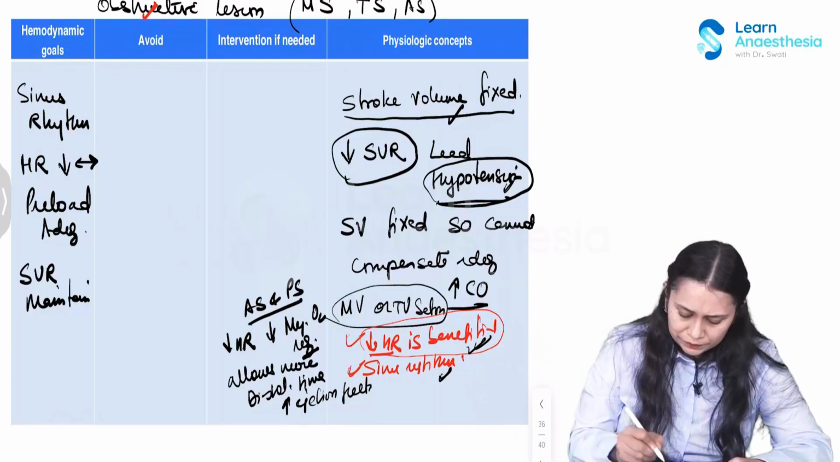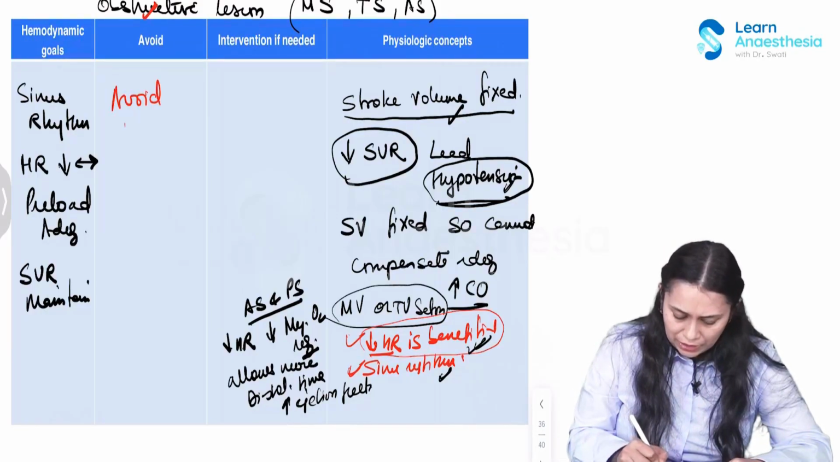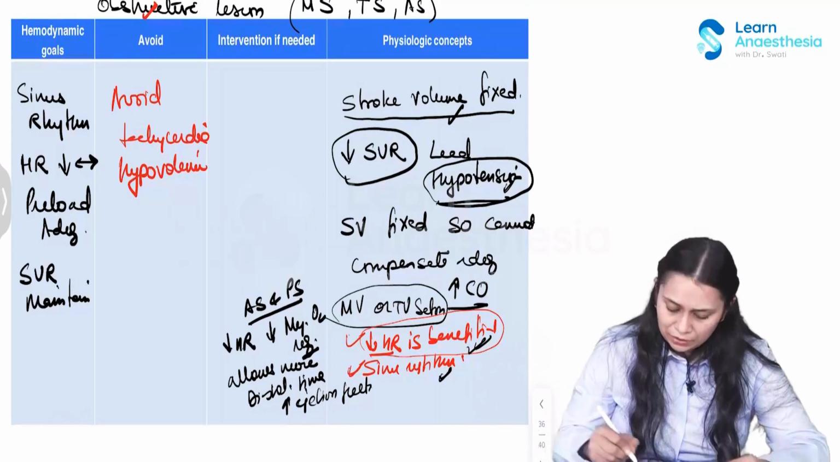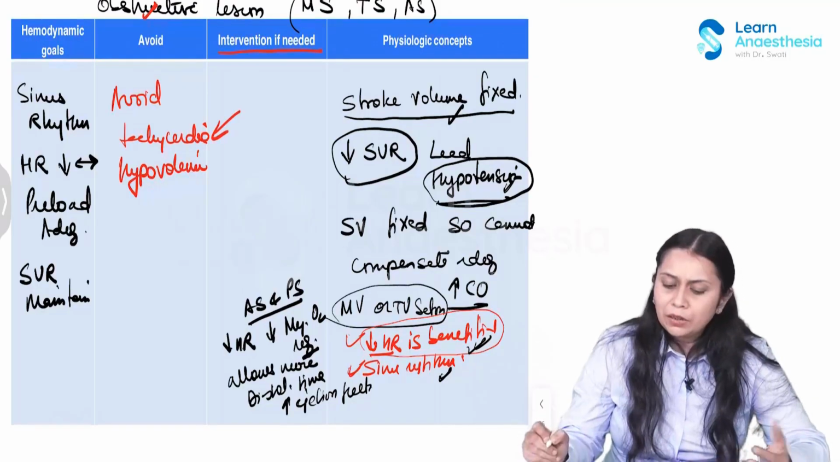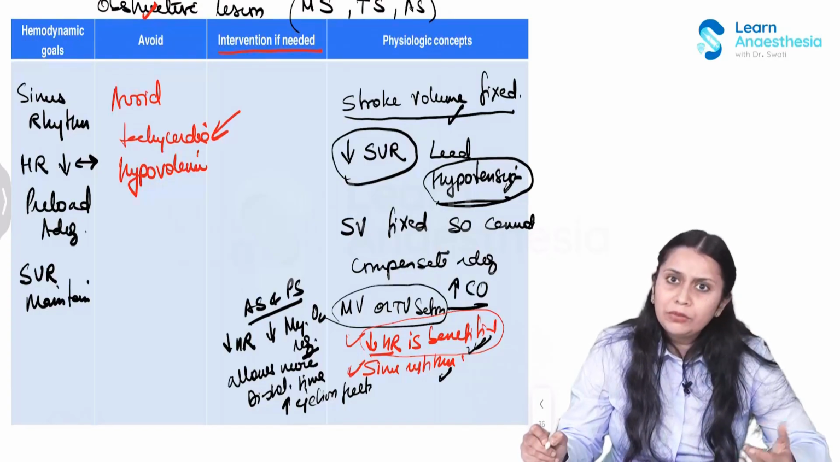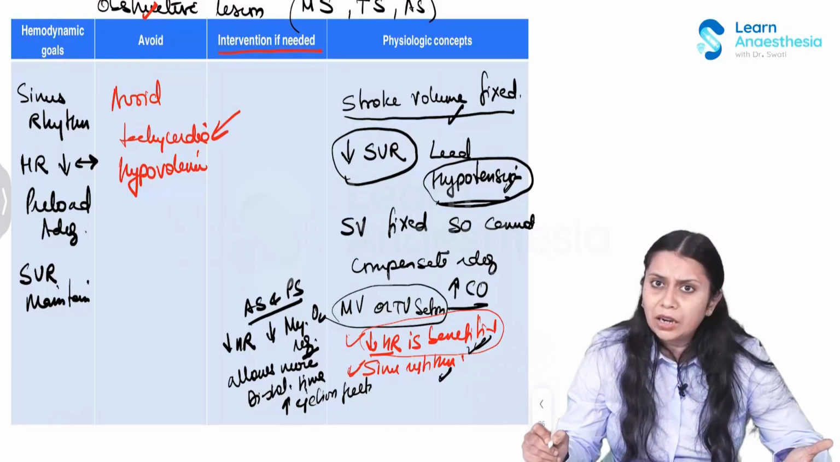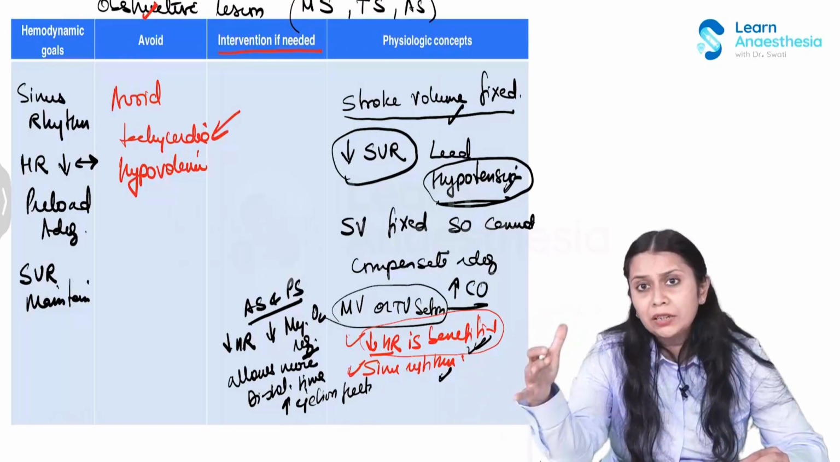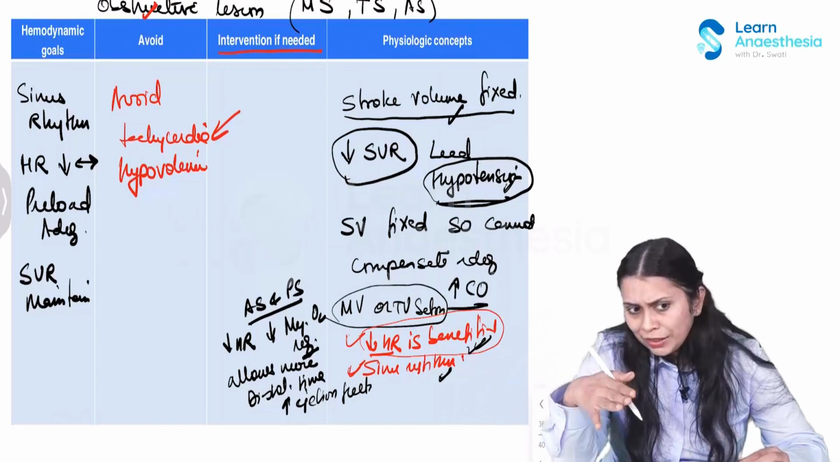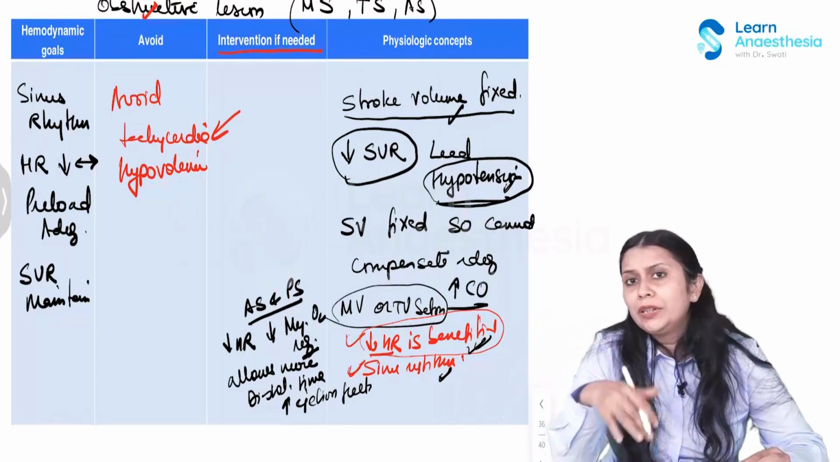What should we avoid? Avoid tachycardia, avoid hypovolemia. And what intervention? Well, how do I avoid tachycardia? We can use a drug which can decrease the heart rate, or we can use pharmacological cardioversion, or we can go for electrocardioversion, right? We can go for a pharmacological decrease in heart rate by giving some medications to the patient, or we can go for electric cardioversion to decrease the heart rate.